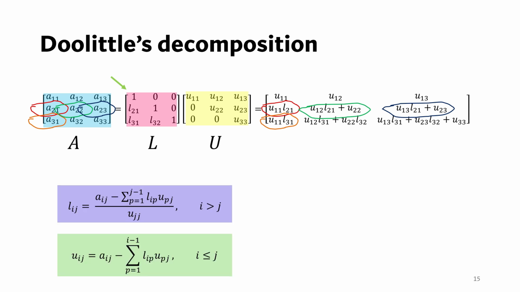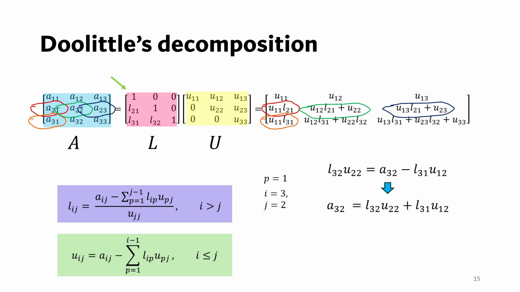Let's solve these equations when i is equal to 3 and j is equal to 2. In this case, i is greater than j, so we'll be getting an element of the lower triangular matrix, which is L32. The summation index p will only contain one value, which is 1, since j minus 1 is equal to 1, and summation from 1 to 1 will contain only one value, which is p is equal to 1. Once we plug in these indices, we get this equation, which can be rearranged to get the same elements in index 3, 2 in matrix A and the right side product matrix.